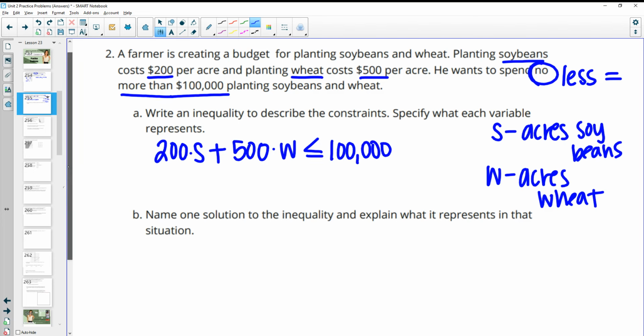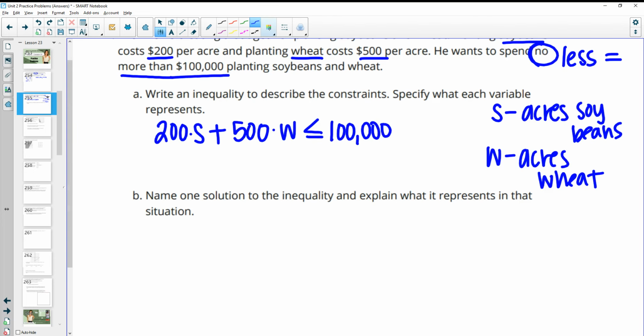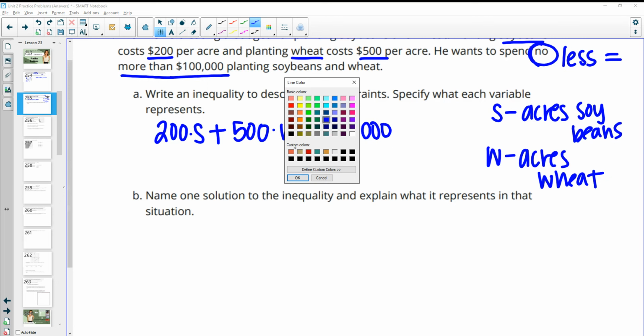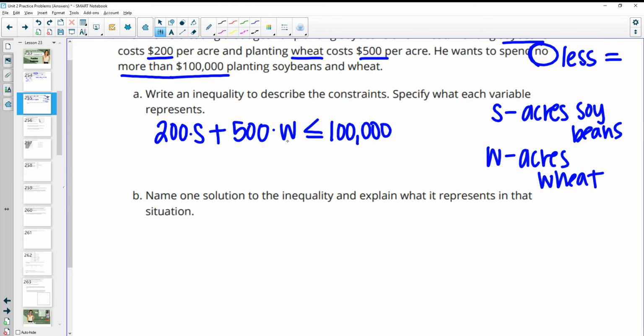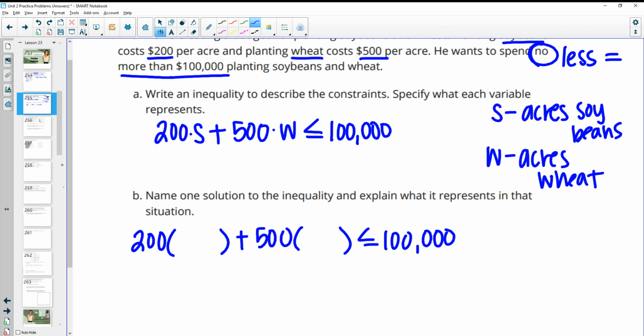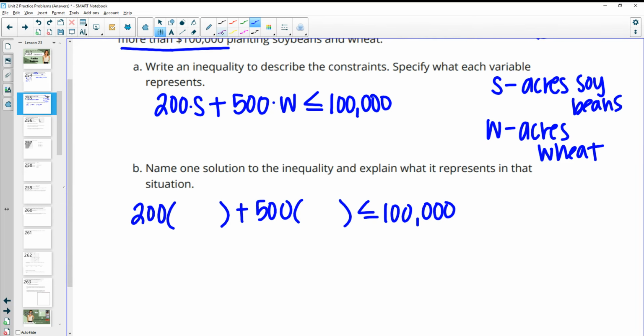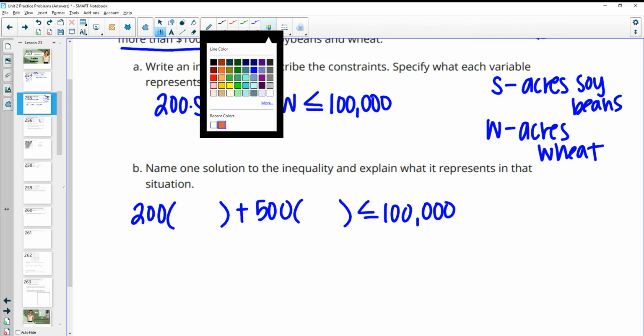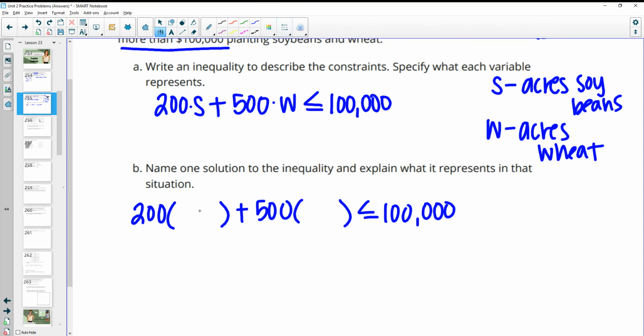So then you want to just come up with one solution that will work to this. So just pick any numbers you want for S and W, and just make sure that they get you less than 100,000. So I'm just going to pick some random numbers here. Now if we want this to be less than $100,000, we could put in some pretty small numbers, right? You could just do 1 and 1. That's for sure going to work. I'm going to do something maybe a little bit bigger than that. So let's try 100 here.